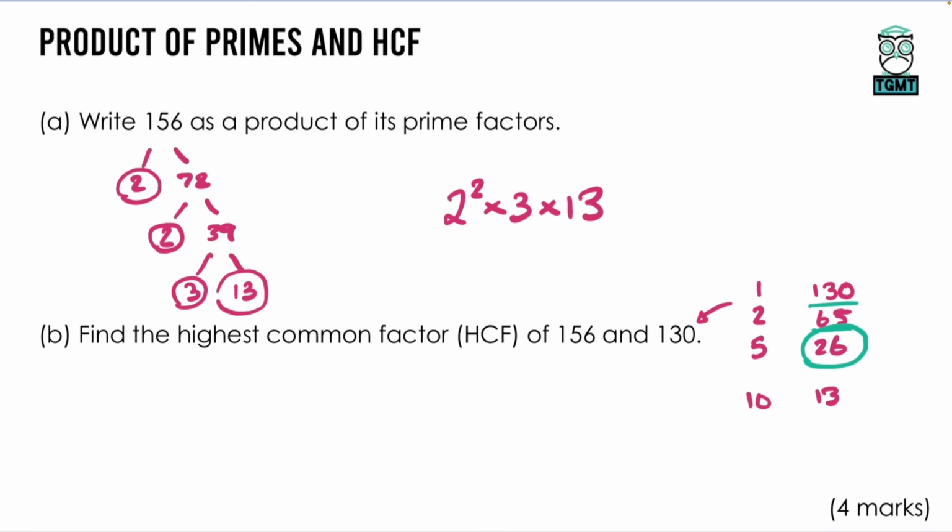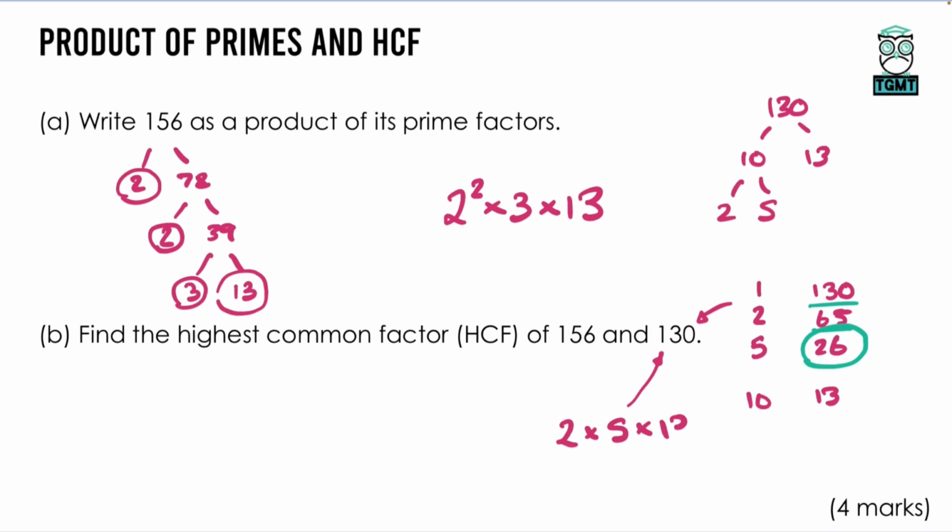The other method that you could use, if you prefer, is to find the prime factors of 130. So 130, which if we were to do that relatively quickly as a product of prime factors, we could go 10 and 13, and then 2 and 5. So it's 2 times 5 times 13.